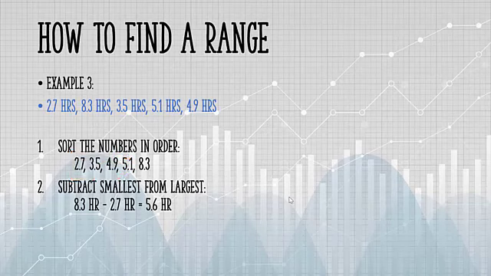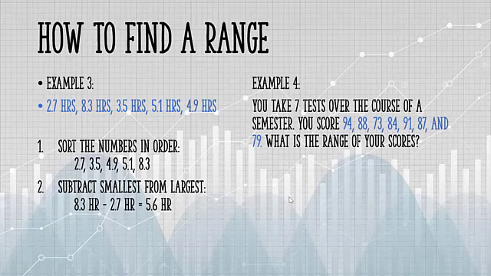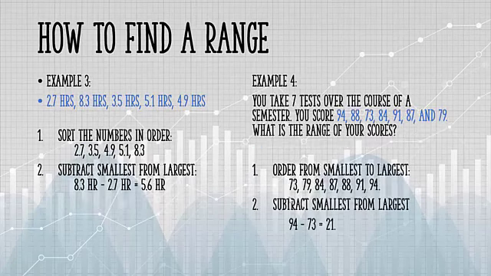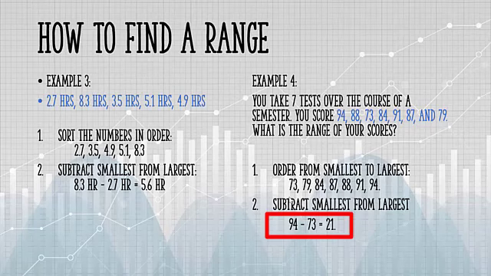Let's take a look at a word problem. You take 7 tests over the course of a semester. You score 94, 88, 73, 84, 91, 87 and 79. What is the range of your scores? Order your scores from smallest to largest, then subtract the smallest from the highest. That gives us 94, our highest number, minus 73, the smallest. That gives us a range of 21.